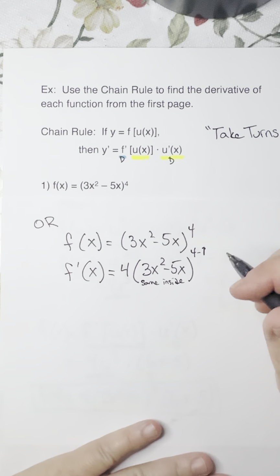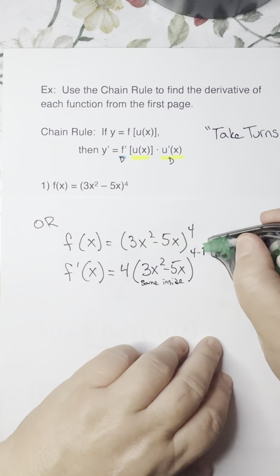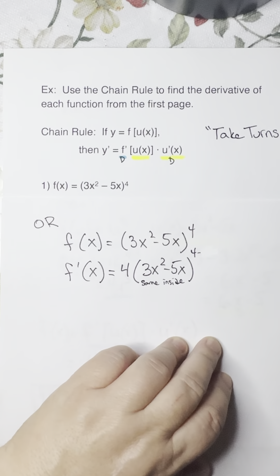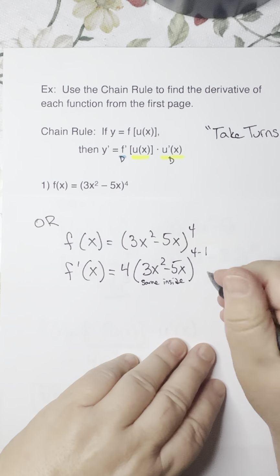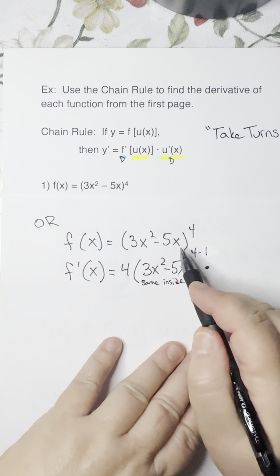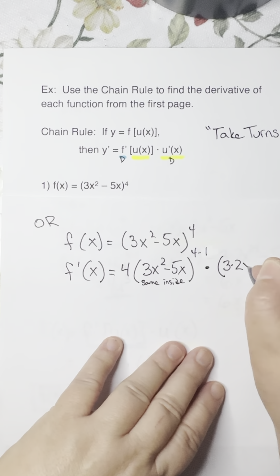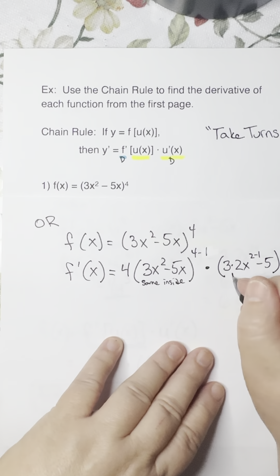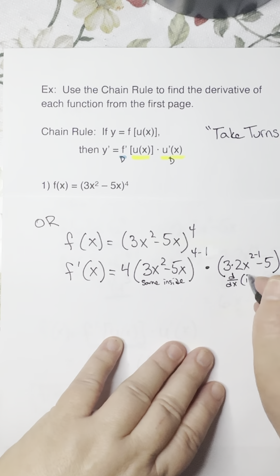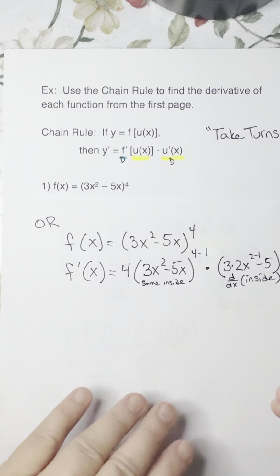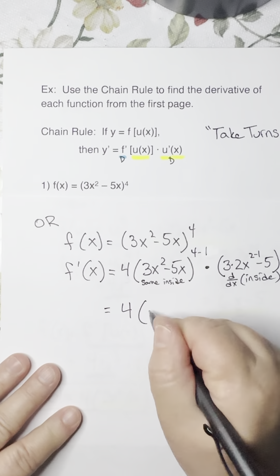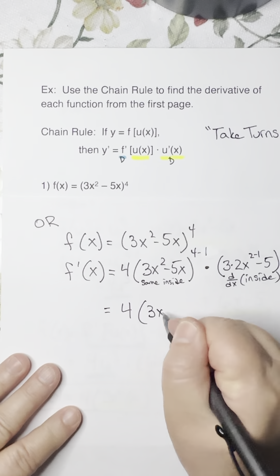Okay, so this should be 4 minus 1. And then I multiply, and the inside gets its turn, where I get 3 times 2x to the 2 minus 1, minus 5. So this is the derivative of the inside. That's going to be 4 times the quantity 3x squared minus 5x, cubed, times 6x minus 5.